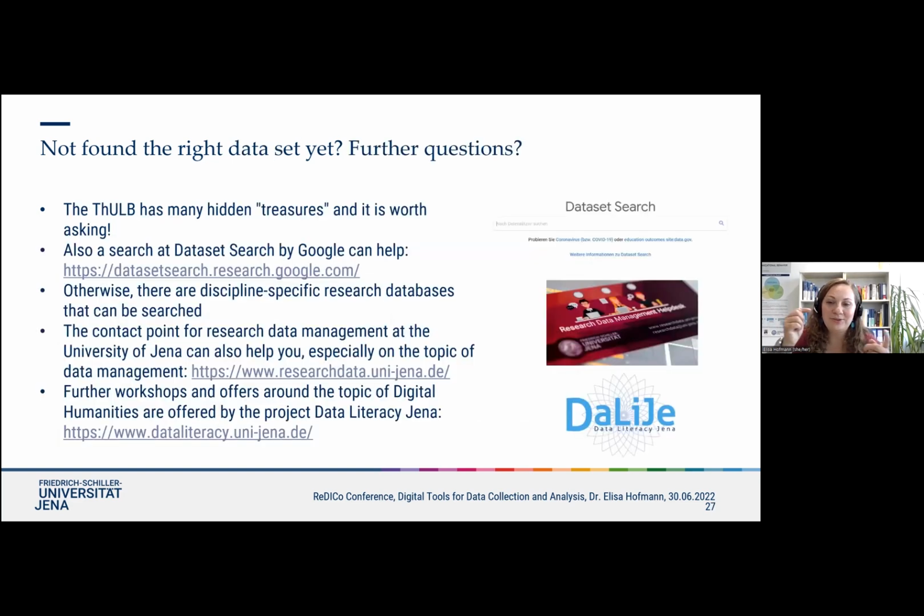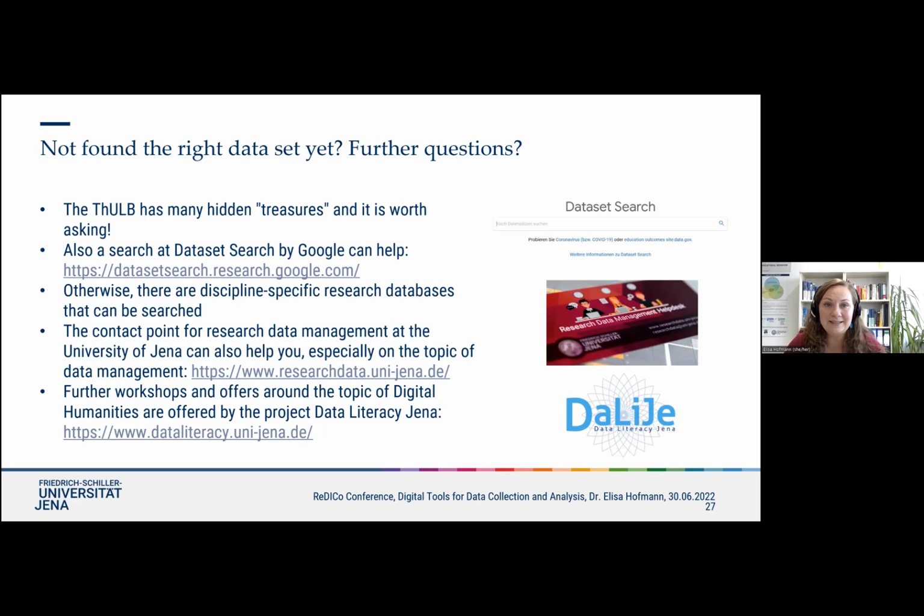If you have to go a step earlier, and if you have not found the right data set yet, I mean, of course, you can collect the data on your own, which would be the primary data part, but also maybe you are interested in more secondary data. Then here in Thuringia, but I guess also in many other university libraries worldwide, university libraries have many hidden treasures in terms of archives, databases, and so on, which is just worth asking for.